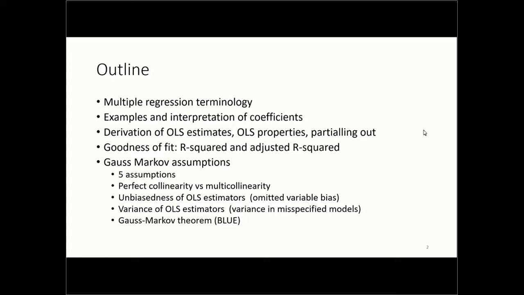then we will continue with the Gauss Markov assumptions, which are the 5 assumptions. I'll also talk about perfect collinearity versus multicollinearity. We'll talk about the unbiasedness of OLS estimators and when we have omitted variable bias, the variance of the OLS estimators, and what happens to variance in misspecified models, and about the Gauss Markov theorem and the BLUE properties of the OLS estimators.